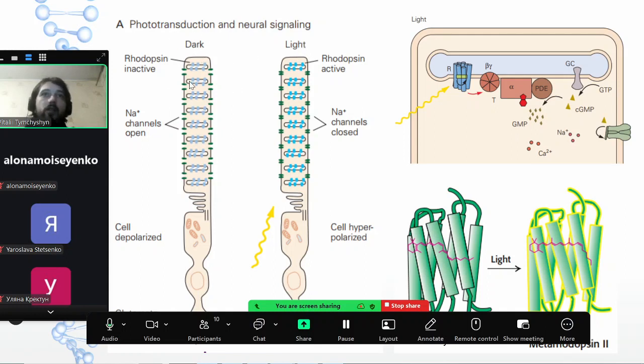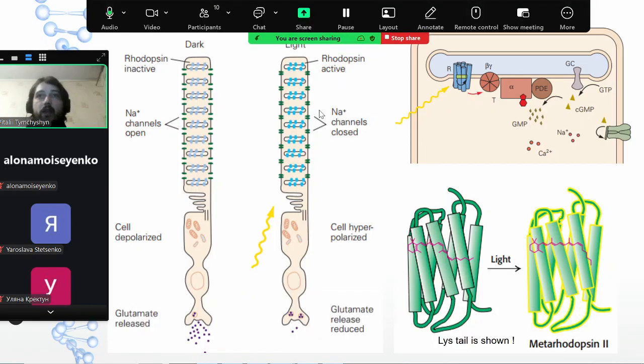And here you see how that looks in case of dark and light. So if it is dark, you have these proteins, rhodopsins, and they are inactive. Sodium channels are open and the cell is depolarized. Whenever light comes, they react, and a signaling cascade goes on. We will consider that in more detail in a couple of slides. Sodium channels close, and the cell hyperpolarizes.